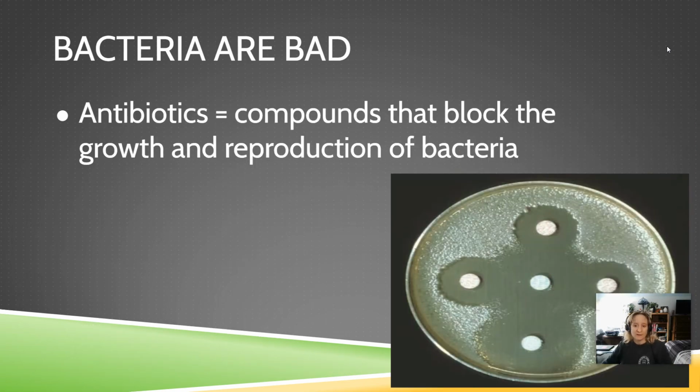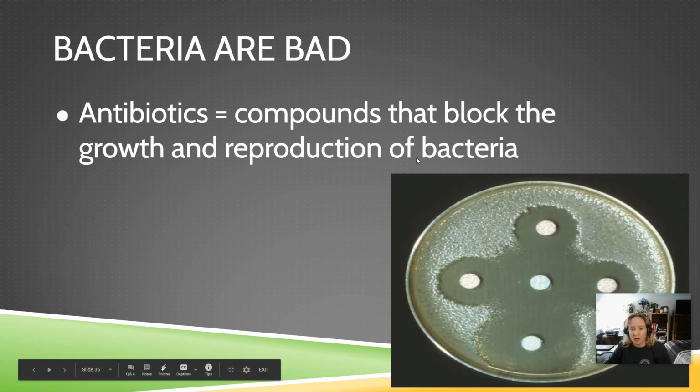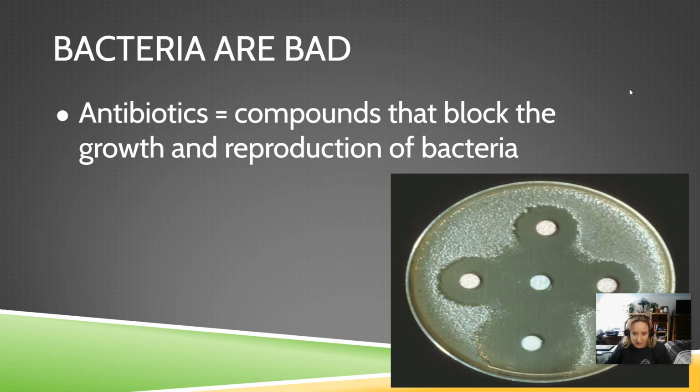So when we talk about bacteria being bad, bacteria can be fought with antibiotics. Antibiotics are compounds that block the growth and reproduction of bacteria. This is one activity where they have grown bacteria on this agar plate, and these little discs have a type of antibiotic that they've been soaked in. You can see that there are areas that are clear around those discs, showing that the antibiotic is preventing the bacteria from growing.